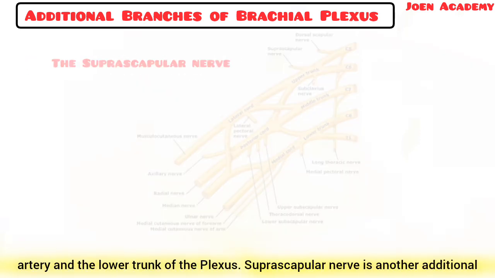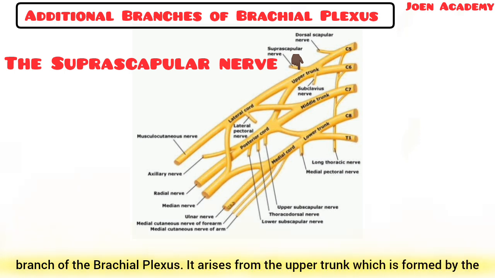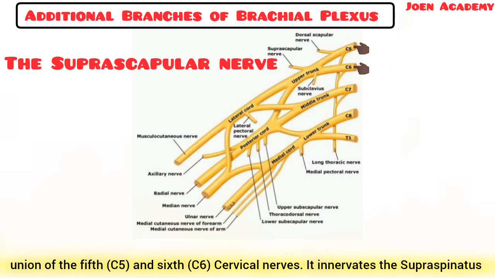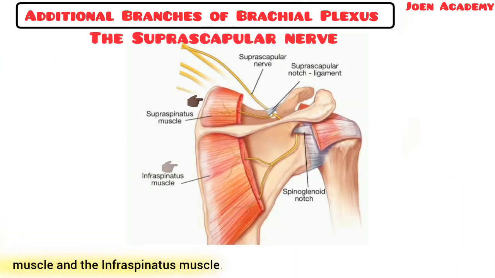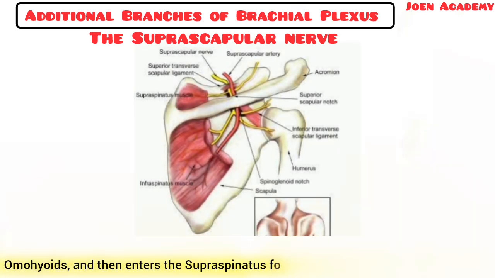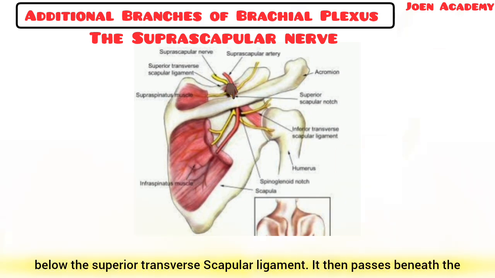The suprascapular nerve is another additional branch of the brachial plexus. It arises from the upper trunk, which is formed by the union of the 5th and 6th cervical nerves. It innervates the supraspinatus muscle and the infraspinatus muscle. It runs laterally beneath the trapezius and the omohyoid, and then enters the supraspinous fossa through the suprascapular notch below the superior transverse scapular ligament.